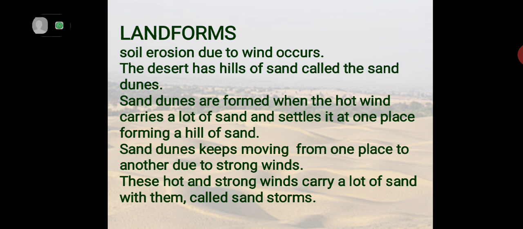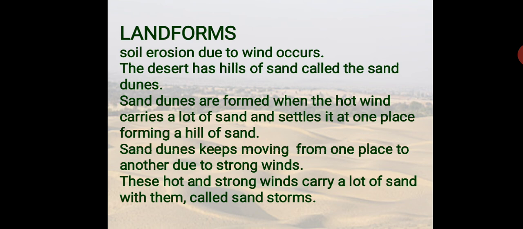In the desert region, sand dunes are formed when the hot wind carries a lot of sand and settles it at one place, forming a hill of sand. So how do sand dunes form in the desert? Sand dunes are formed when the hot wind carries a lot of sand and settles it at one place, forming a hill of sand. Okay, beta? Is it clear?